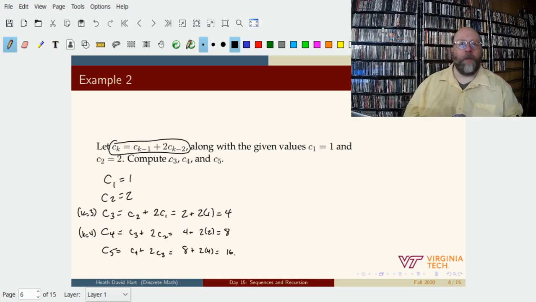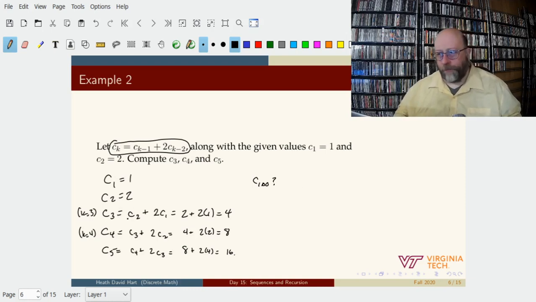Using this formula, it would be very slow to compute C100, because I would have to go through and figure out what C99 and C98 were. And then I'd have to go back and figure out what C97 was, and then C96, and then C95. It would take me a while to get to C100.